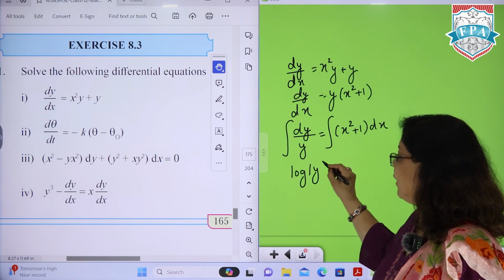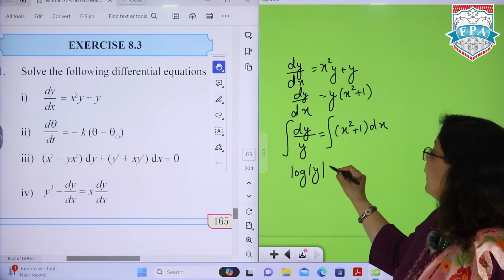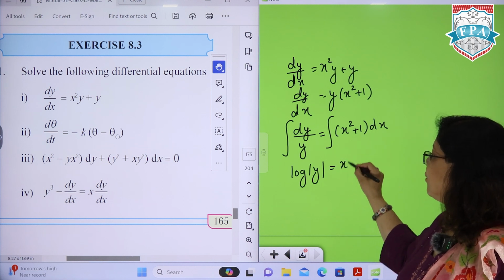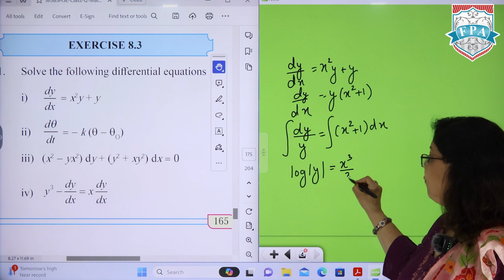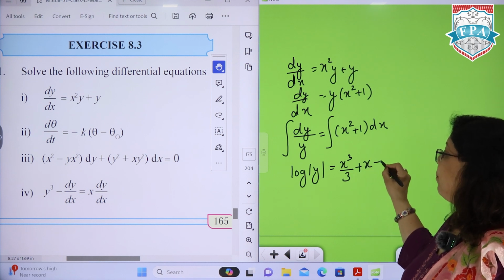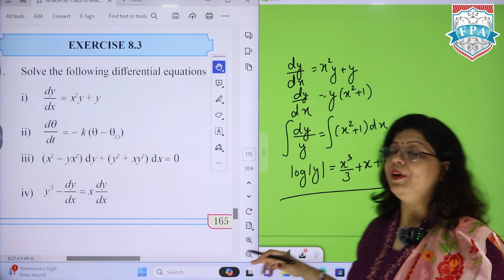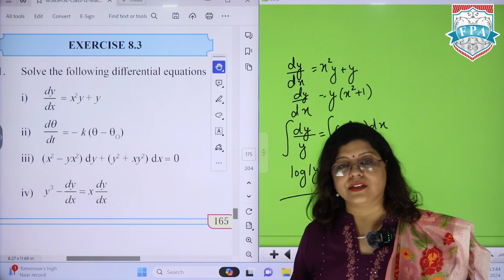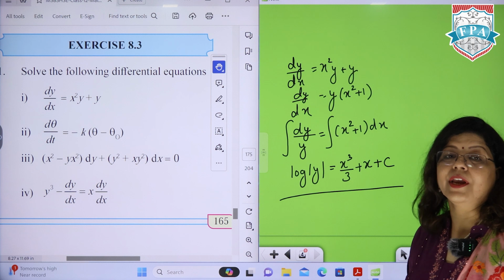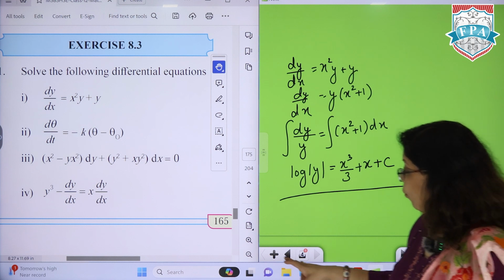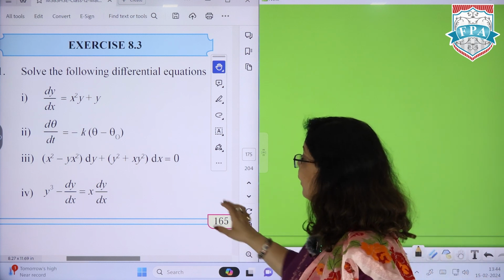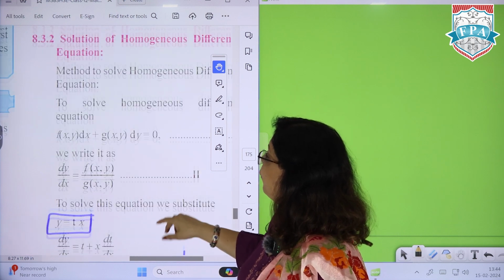Put the y thing in the modulus sign. And here is a simple integration like x cube by 3 plus x and plus c. Now this answer will be treated as your final answer of that differential equation. Now we'll take one more where we cannot actually separate the variable.